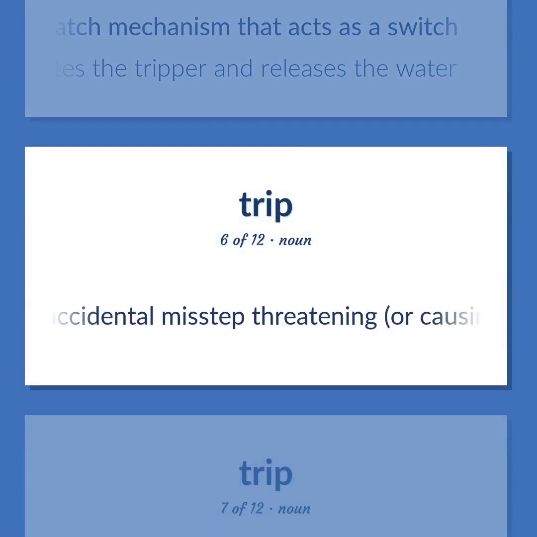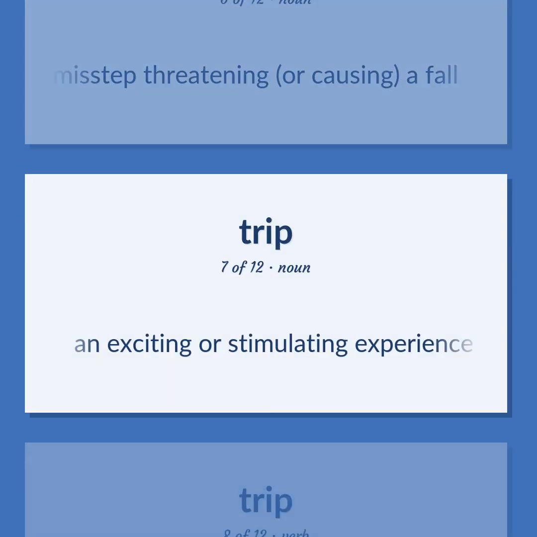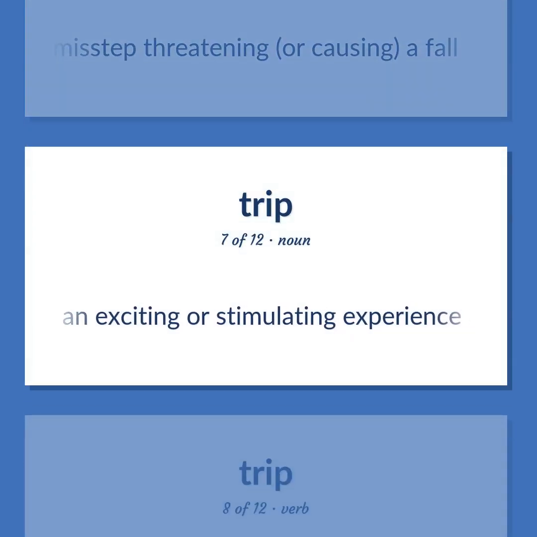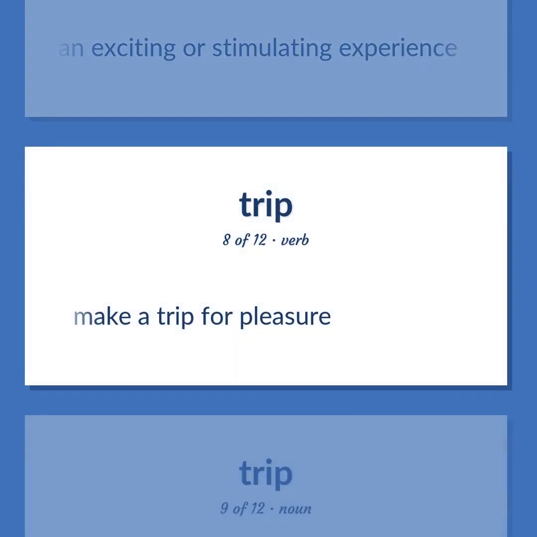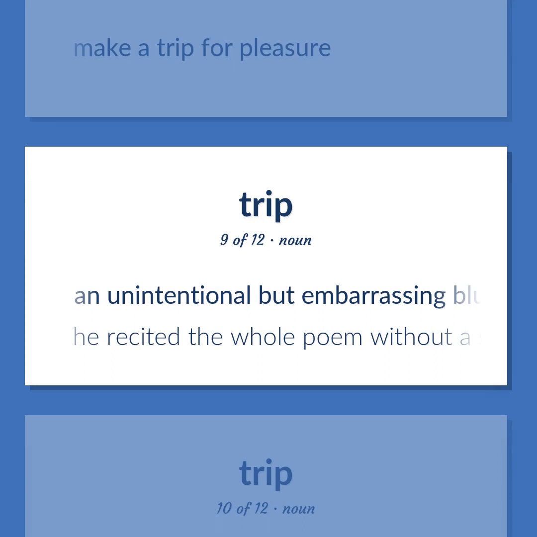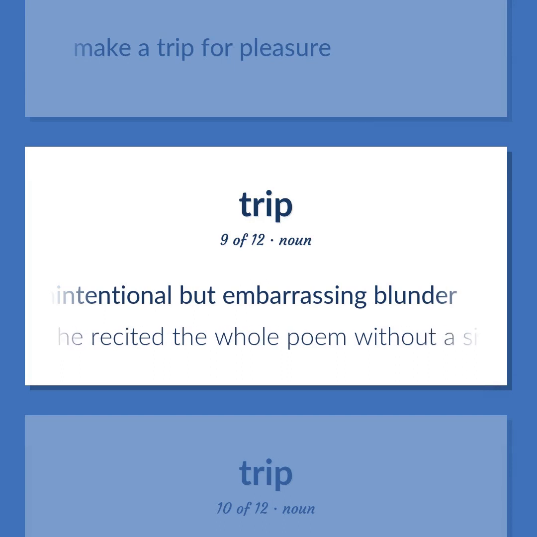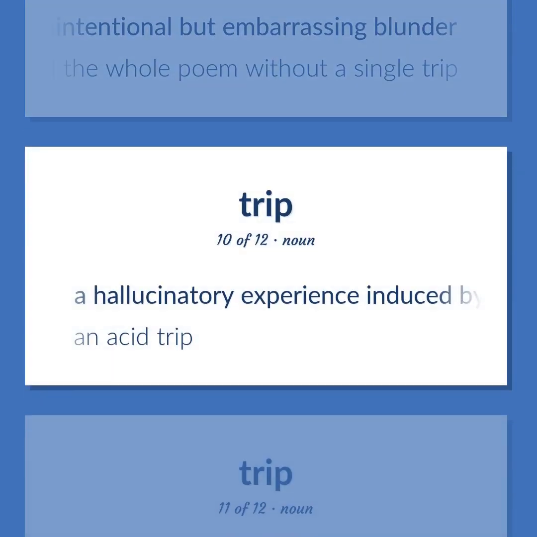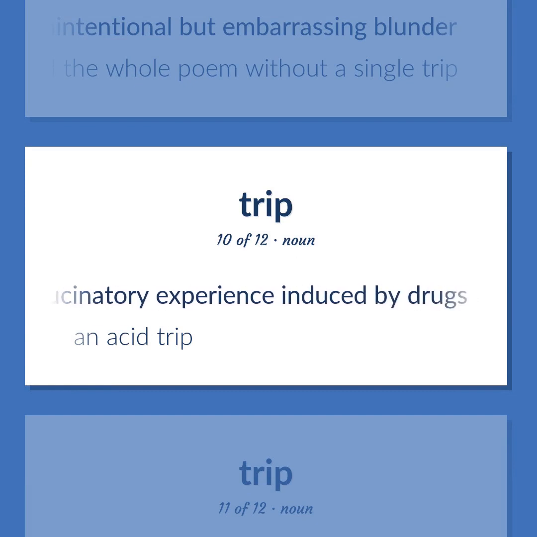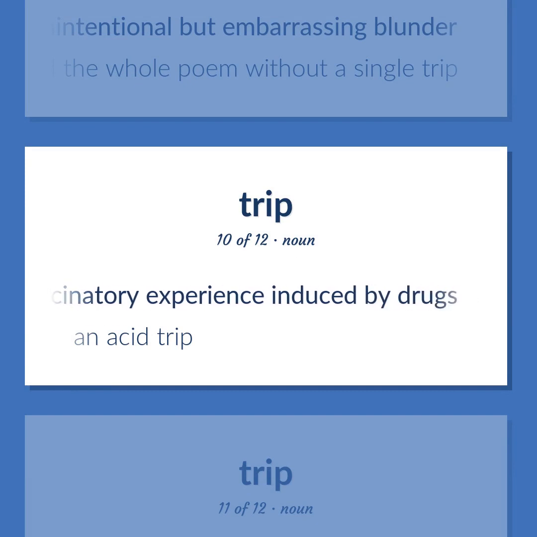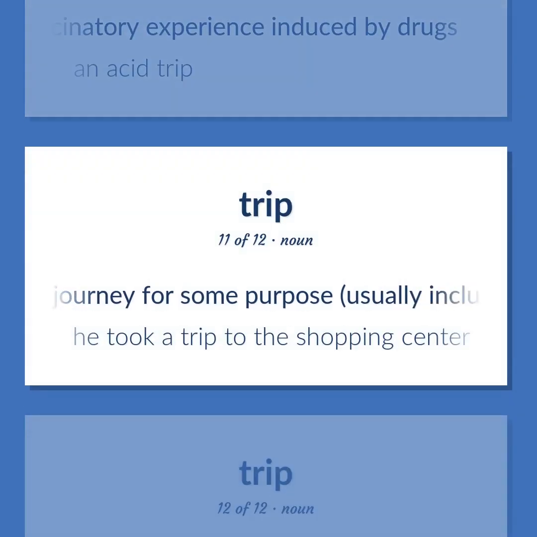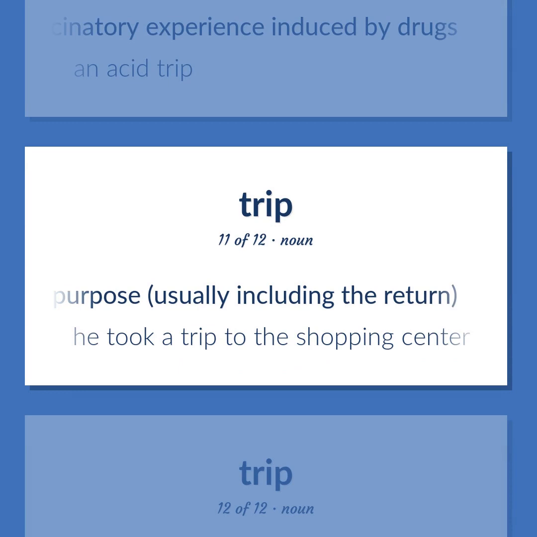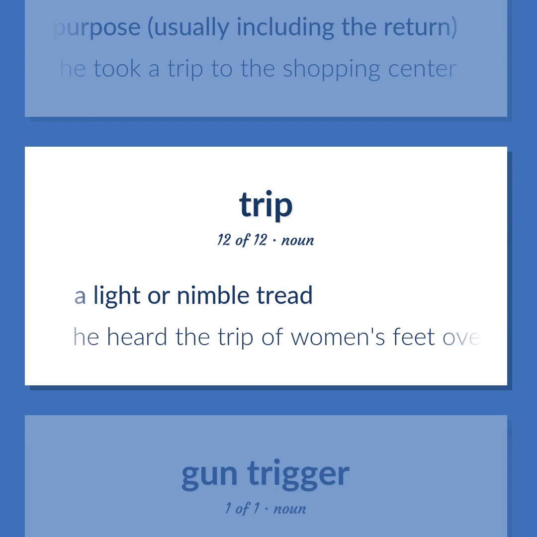An accidental misstep threatening, or causing, a fall. An exciting or stimulating experience. Make a trip for pleasure. An unintentional but embarrassing blunder. He recited the whole poem without a single trip. A hallucinatory experience induced by drugs. An acid trip. A journey for some purpose, usually including the return. He took a trip to the shopping center. A light or nimble tread. He heard the trip of women's feet overhead.